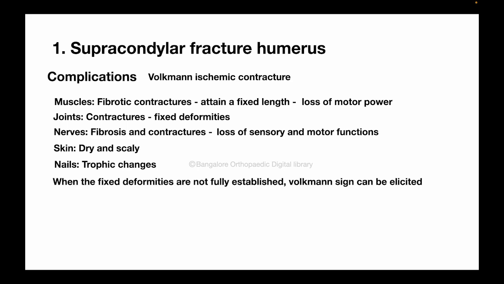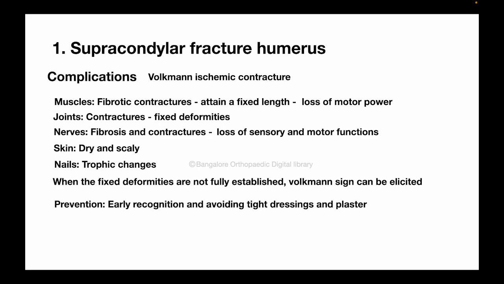Before the development of fixed joint contractures, Volkmann's sign can be elicited, where the fingers can be extended when the wrist is flexed, but they assume flexion at the IP joints when the wrist is extended. Prevention of VIC is early recognition, avoiding tight dressings and plasters.